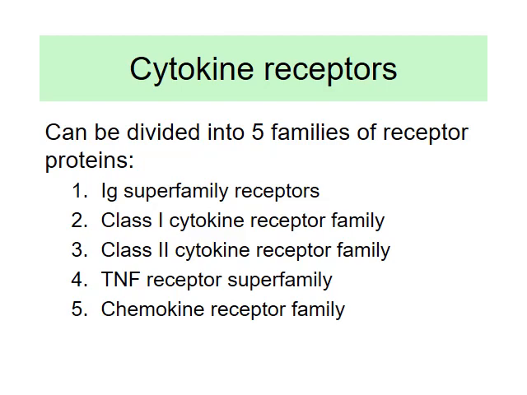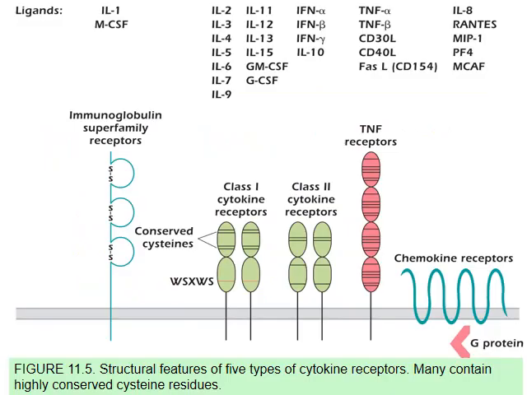and what will be the signal transduction pathways after that. For example, you can see from here, this is the structural feature of 5 types of cytokine receptors. And you can see from here, there's an immunoglobulin superfamily receptor. This is more like an immunoglobulin where you have globular proteins with disulfide linkages, you can see from here, right? And this will have a ligand, and each one of the receptors will have a corresponding ligand.